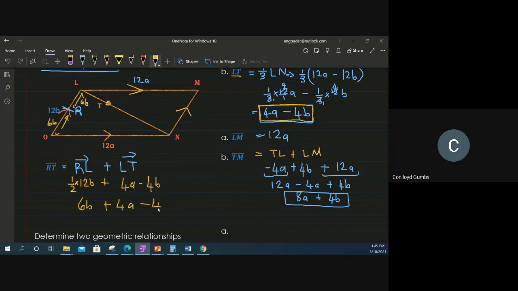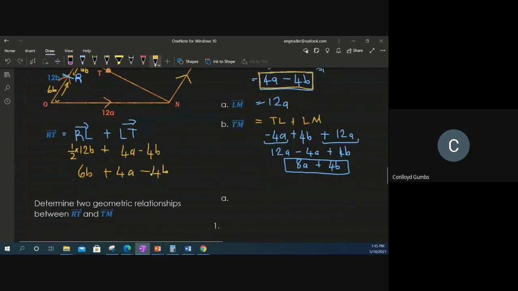And now when you work this out, you will end up with 6B take away 4B is 2B, plus 4A. That's your final answer for that. Make sense?